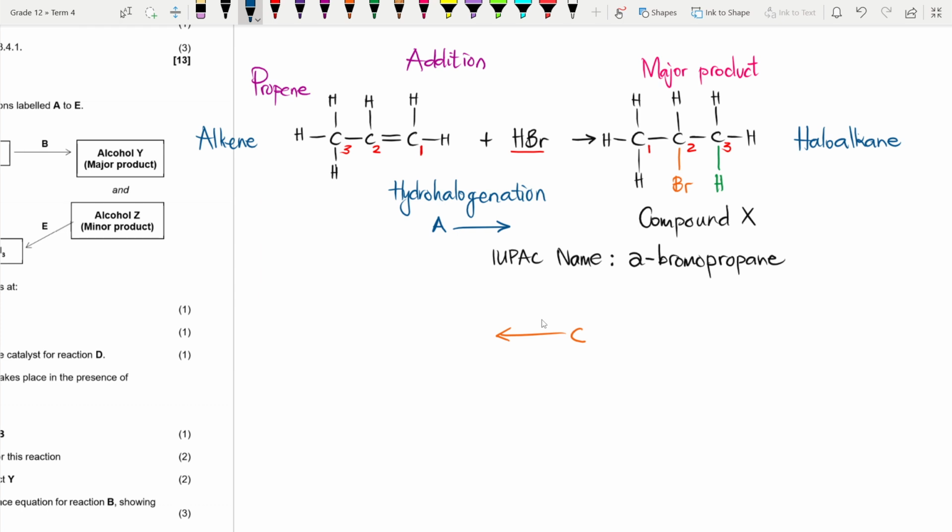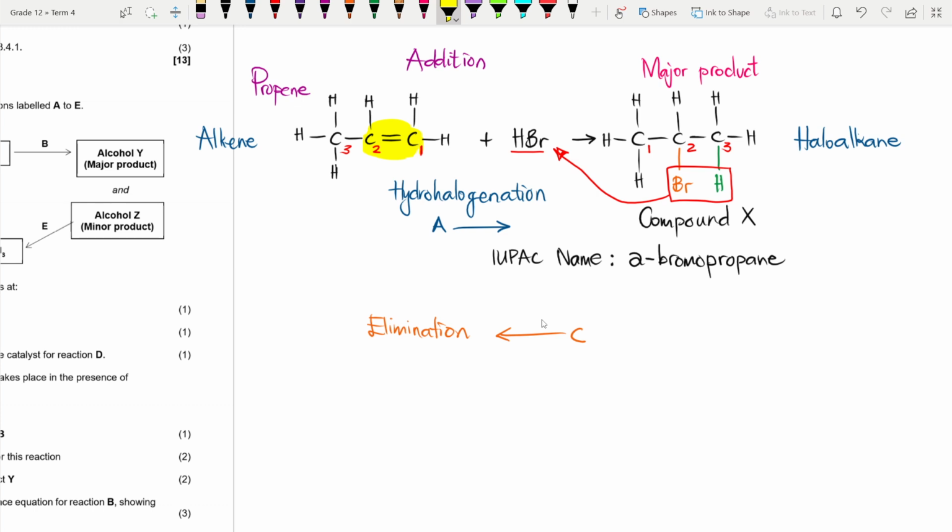It is an elimination. So let me write that down. We have elimination, and then what we are eliminating is these two here, and they will form HBr after we eliminate them. And where they were, there's going to be a double bond that forms. That's how we know it's elimination. Elimination goes from an alkane or haloalkane to form a double bond.